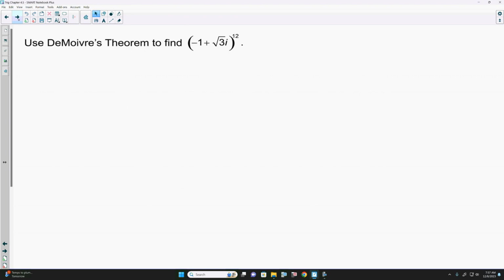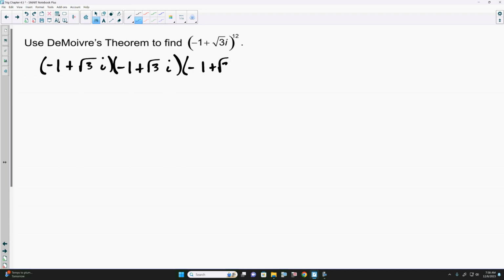Thus, if we look at something like this here, we're trying to find negative 1 plus the square root of 3 i to the 12th. We can use this theorem here. Now, it is possible to not use this theorem. We can multiply it by itself 12 times, which isn't preferable. The other option is to use our factoring tree.